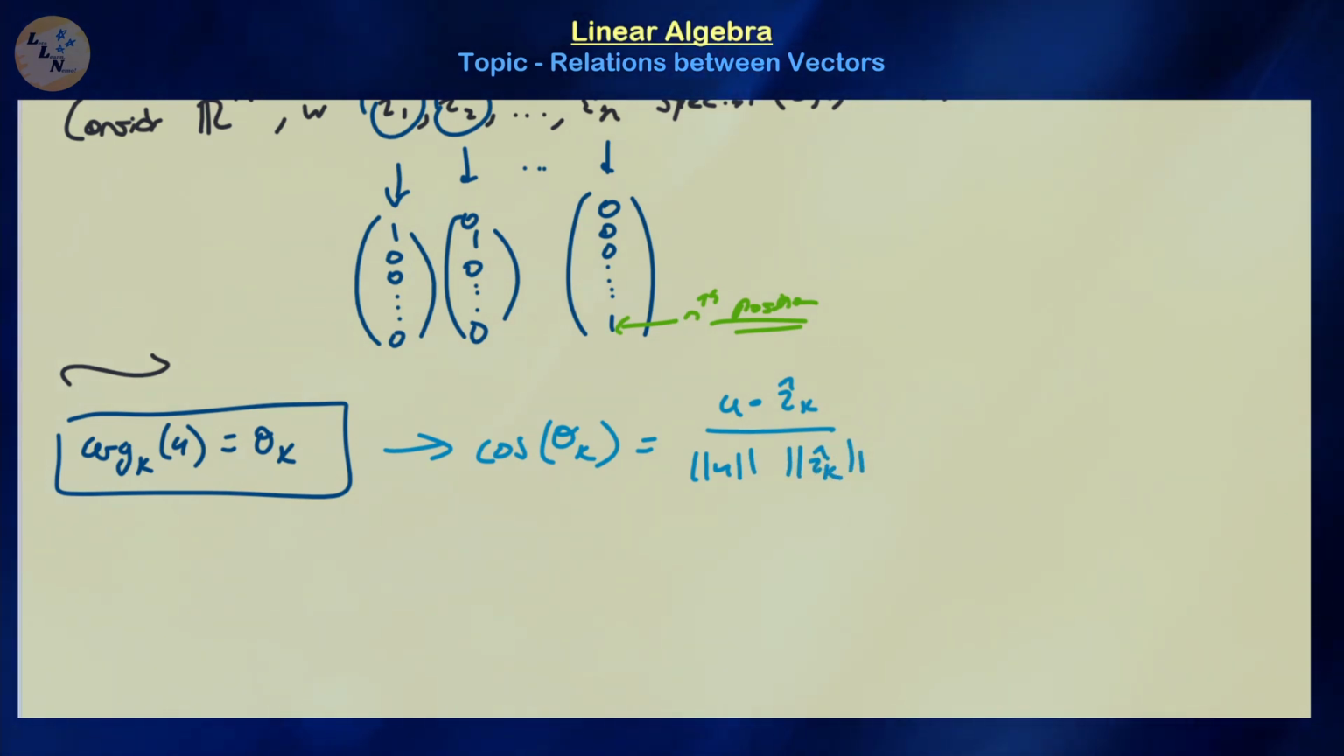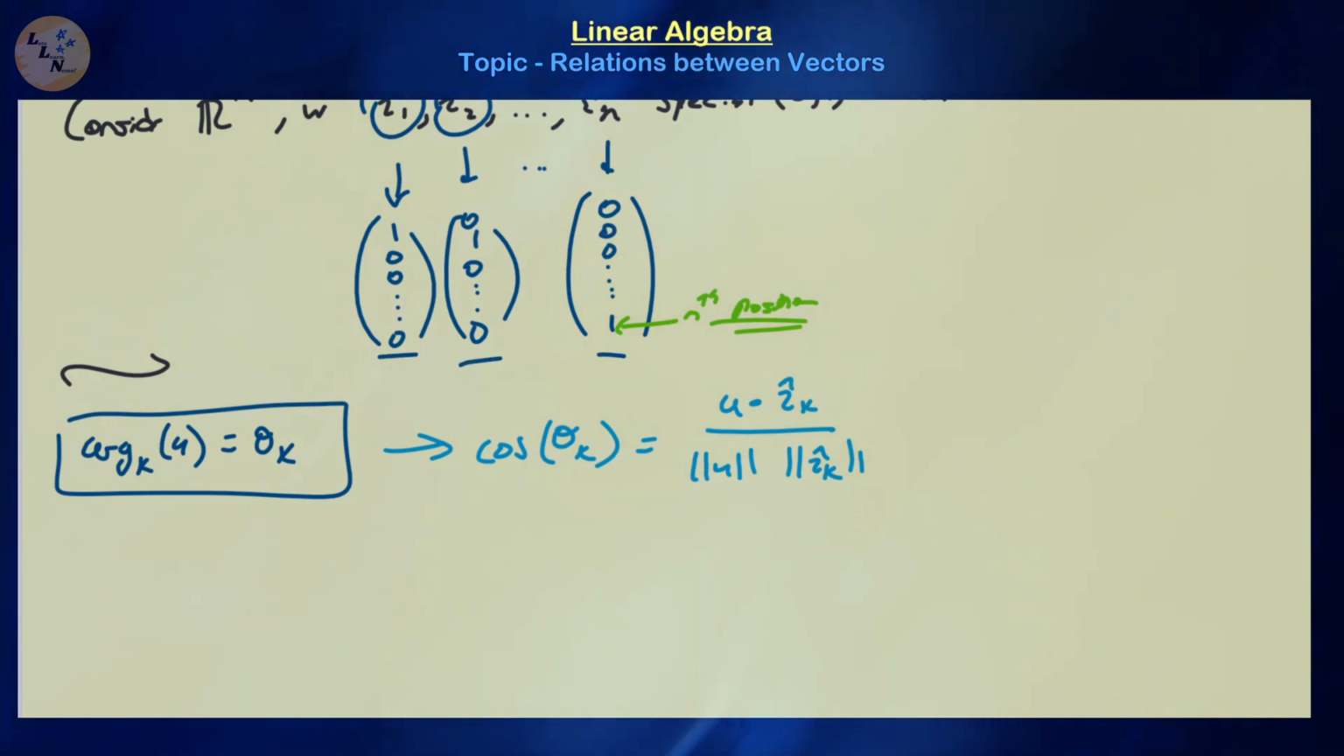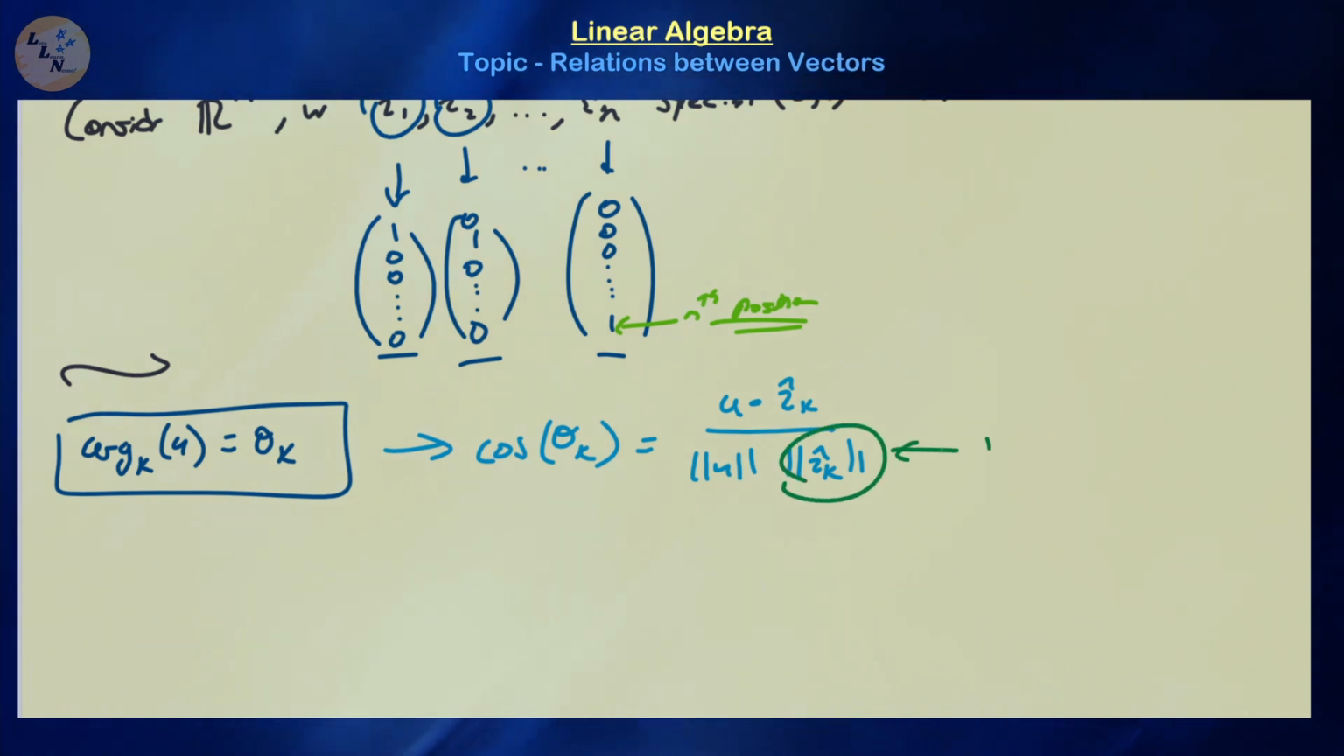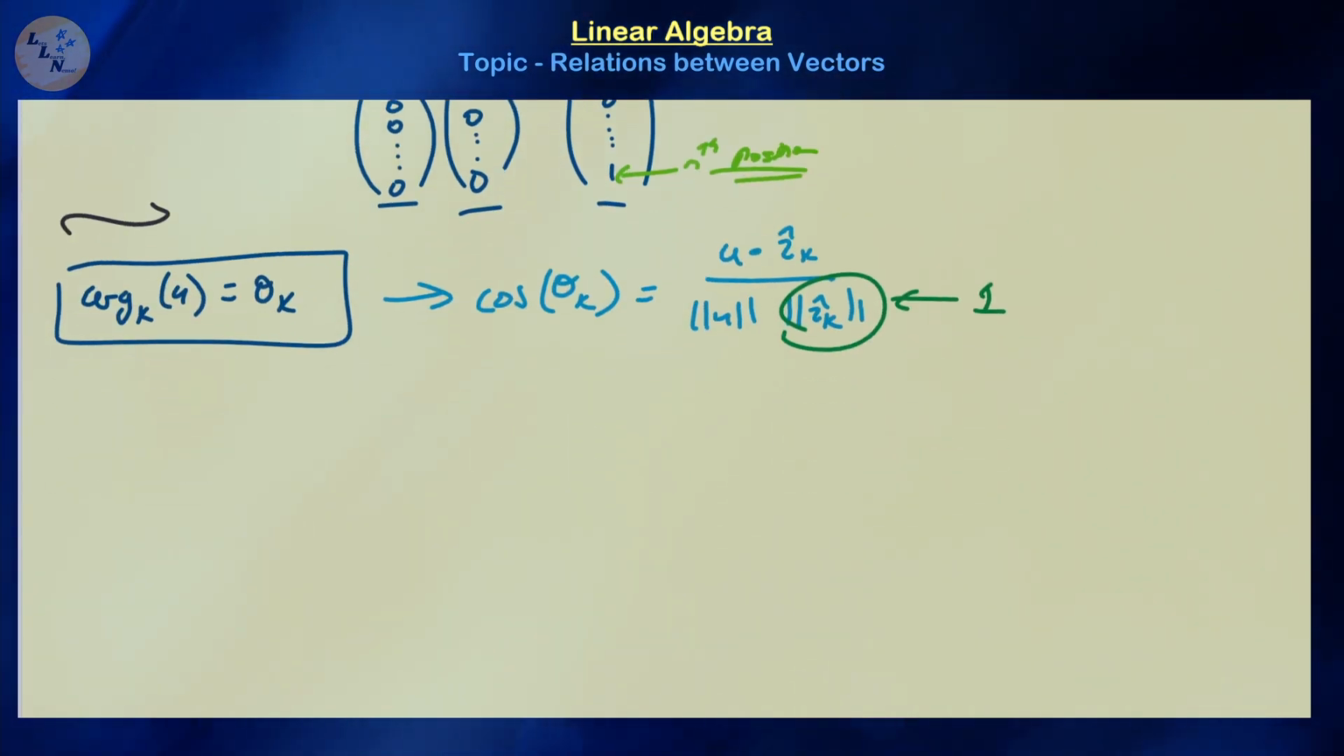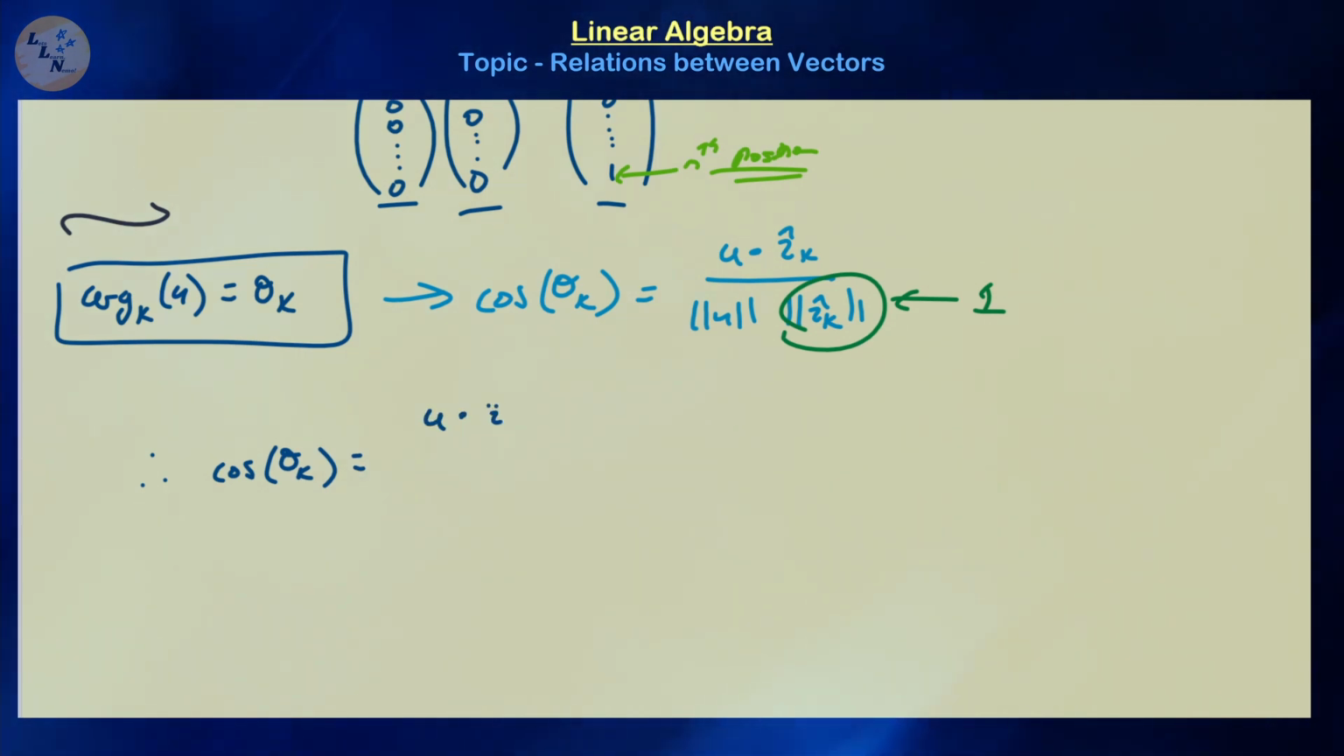Now remember, regardless of which vector you're looking at here, I1, I2, I17, In, they are all unit vectors. That means this norm is always equal to 1. That means the cosine of theta k is just equal to u dot I hat k divided by the norm of u only. That's a very nice little formula as well.